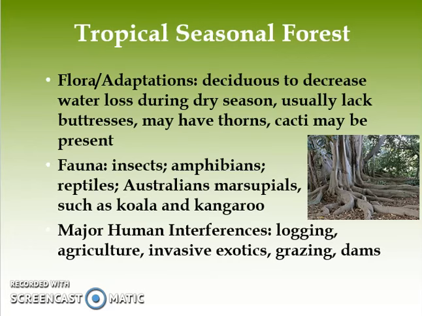Impacted by humans for logging, agriculture, lots of invasive species, because we introduce plants in these areas, and they do well. Grazing by livestock, and then, of course, damming rivers.